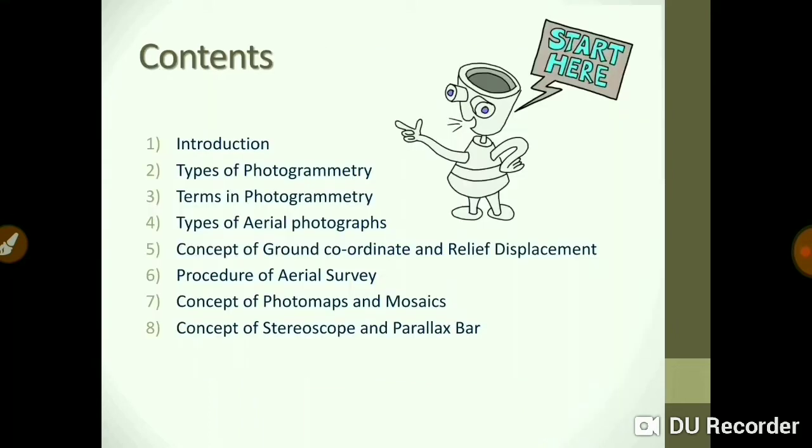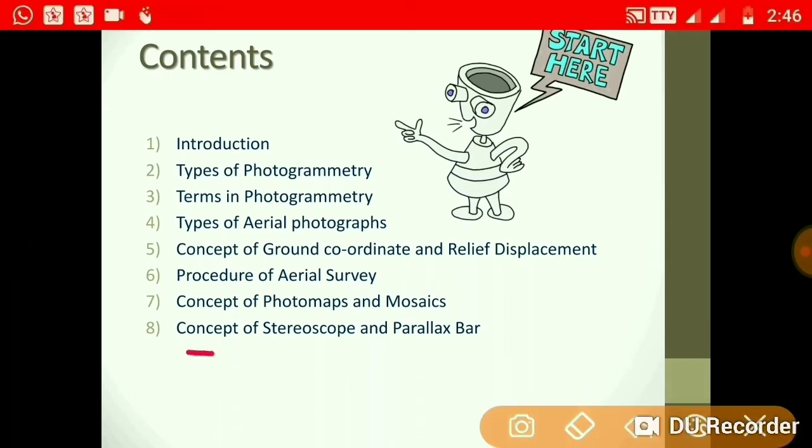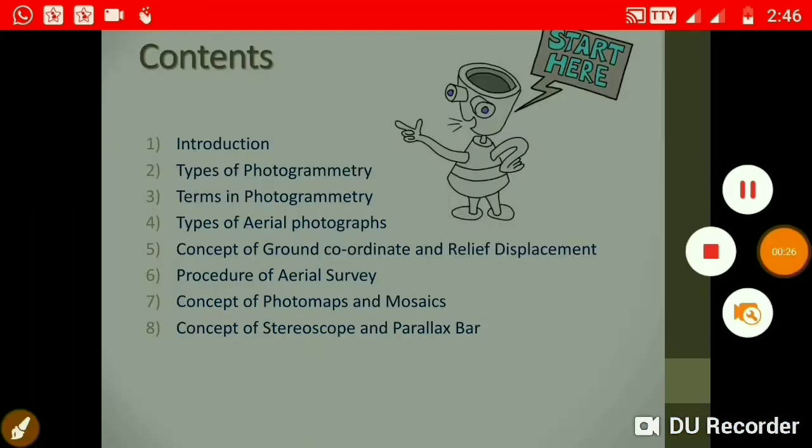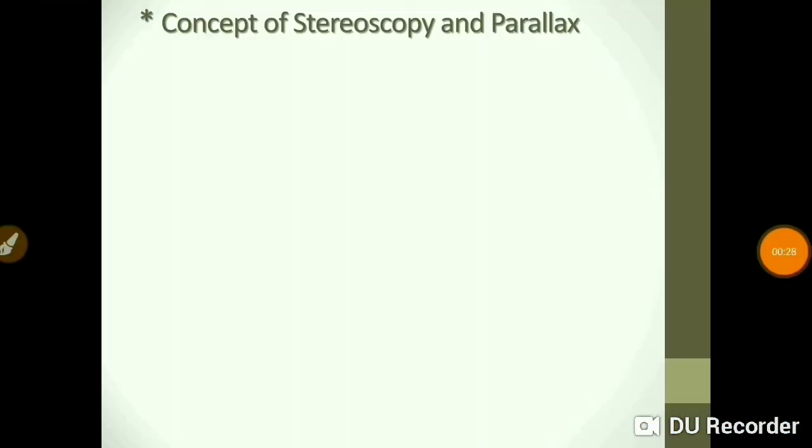In the last lecture, we have seen the concept of photomap and mosaic. So in this lecture, we are going to study the next concept, that is the concept of stereoscope and parallax bar. Okay. Concept of stereoscopy and parallax. In these two concepts, let us understand first what is stereoscopy and then we will move towards parallax.